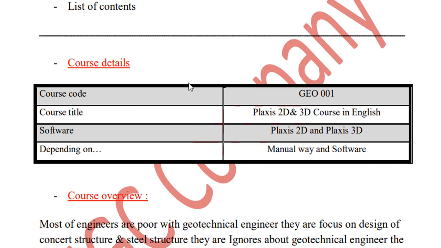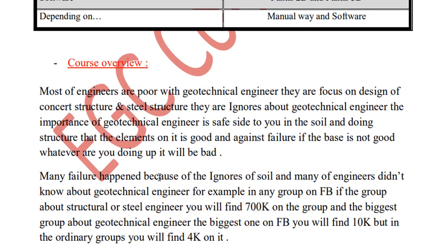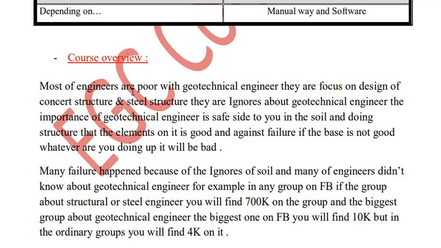Course details: the code of the course, course title, and the software depended on. Course title: Plaxis 2D and 3D course in English. Software: Plaxis 2D and Plaxis 3D. In my explanation, I depend on both the manual way and the software. We use the manual way and software in this course.